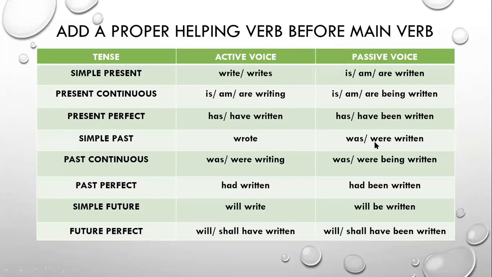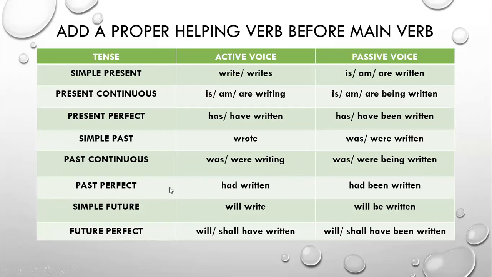The helping verb used in simple past tense is was or were, depending on the subject, and the third form of verb. Past continuous is the same: was and were plus V1 plus ing. So it becomes was, were, writing, and when we convert it into passive voice, it becomes was, were, being, third form of verb: was, were, being written. Here writing has ing, so being comes in, and write is the main verb here and it changes into the third form, that is written.